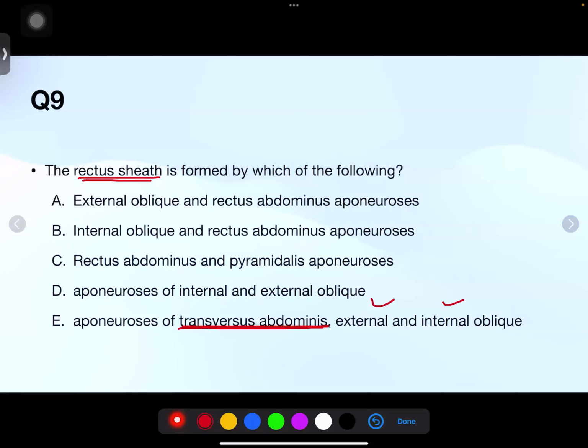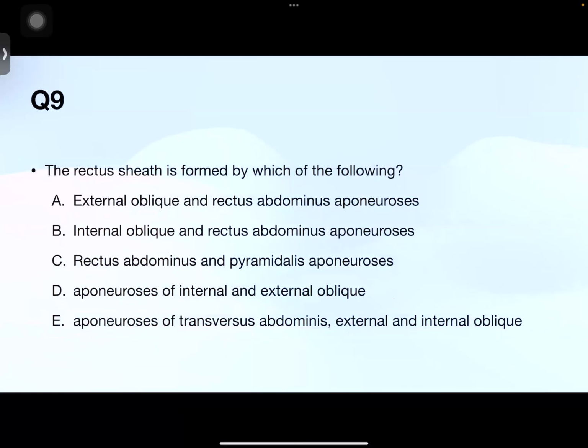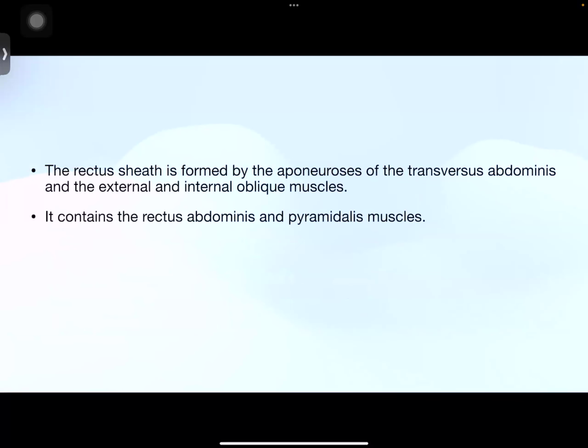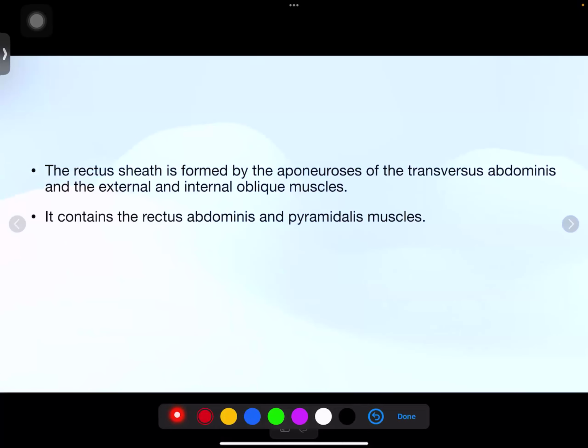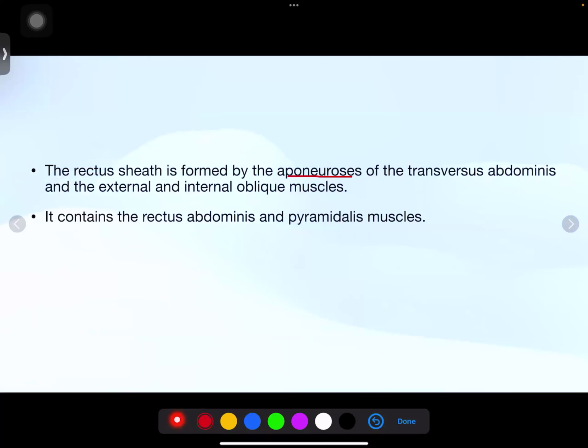External and internal oblique is fine, you told these two muscles correctly, but the transversus abdominis is also forming the rectus sheath. So basically all the three anterior abdominal wall muscles are forming the aponeurosis of the rectus sheath. Okay, so basically this rectus sheath is formed by all the three aponeuroses of the transversus abdominis, external oblique and internal oblique muscles.